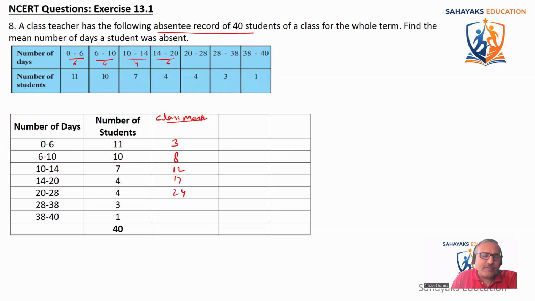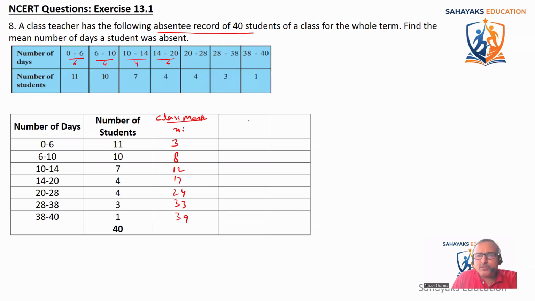38, 48, 58 and 66. This is 66, it comes out to be 33. And 38 and 240, it comes out to be 39. So class mark we have found.